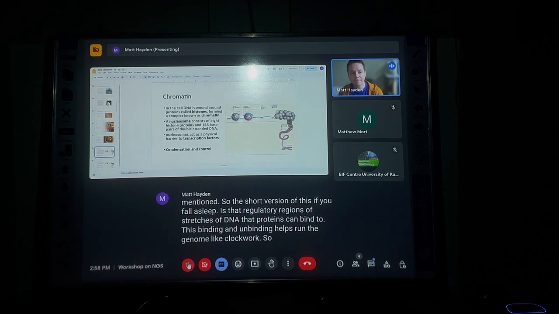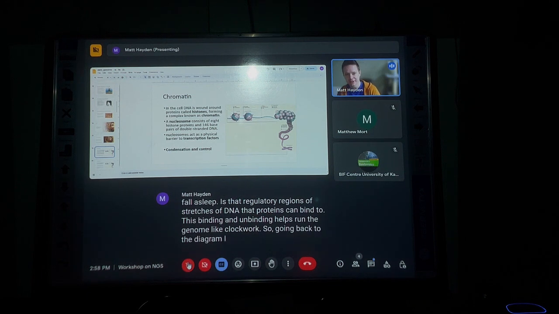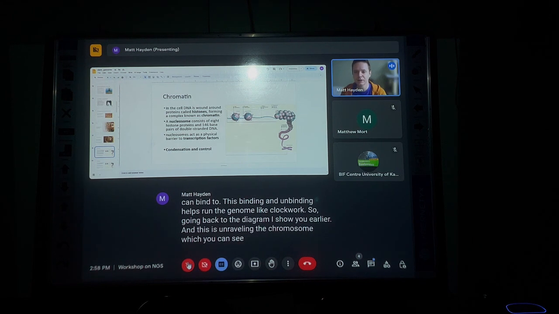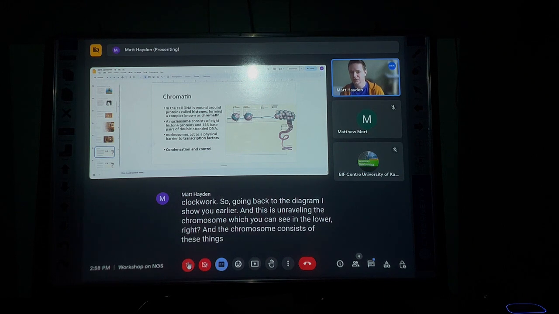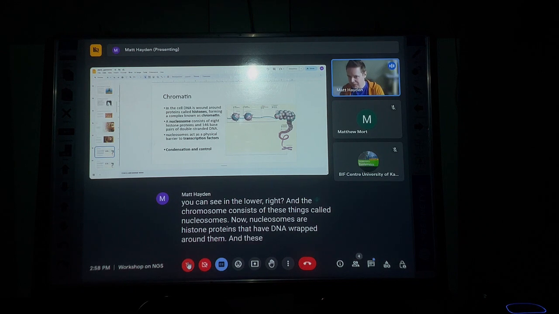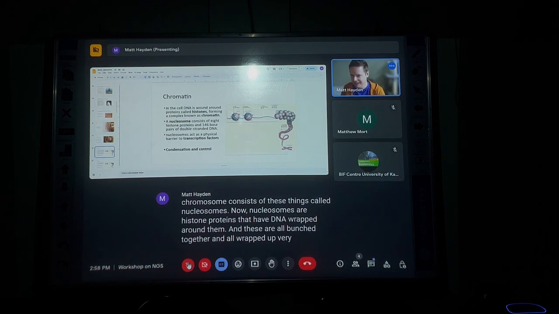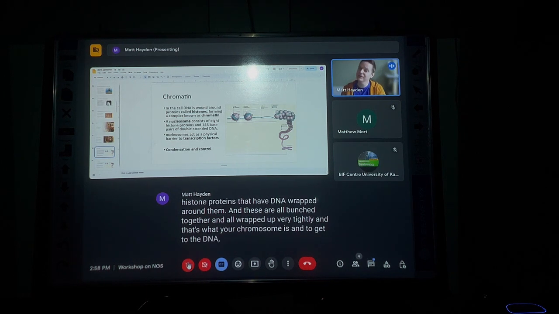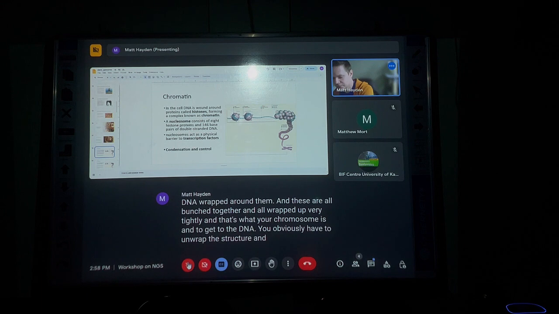So, going back to the diagram I showed you earlier, this is unraveling the chromosome, which you can see in the lower right. And the chromosome consists of these things called nucleosomes. Now, nucleosomes are histone proteins that have DNA wrapped around them. And these are all bunched together and all wrapped up very tightly, and that's what the chromosome is. And to get to the DNA, you obviously have to unwrap the structure. And this is about condensation and control.